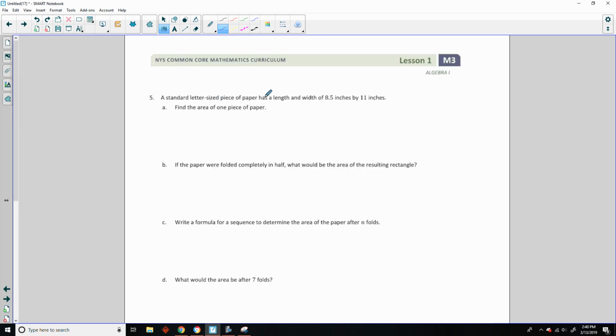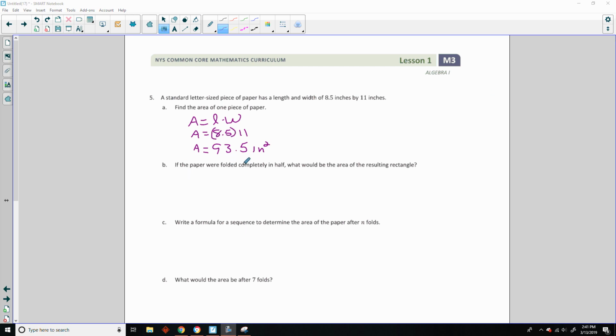Number 5 says a standard letter size piece of paper has a length and width of 8.5 inches by 11. Find the area of one piece of paper. So I always tell my students, write a formula, substitute the givens. I'll use parentheses because there's that decimal, and then simplify and solve. So 8.5 times 10 is 85, plus another 8.5. So 85 plus 8.5 is 93.5 inches squared.